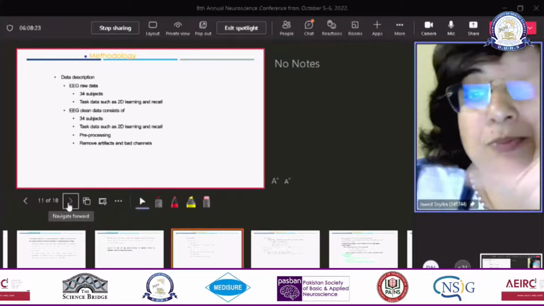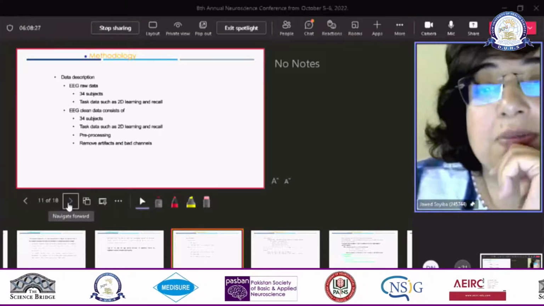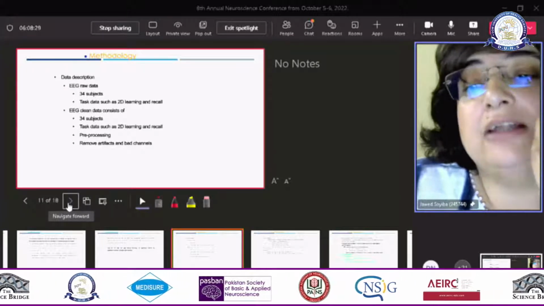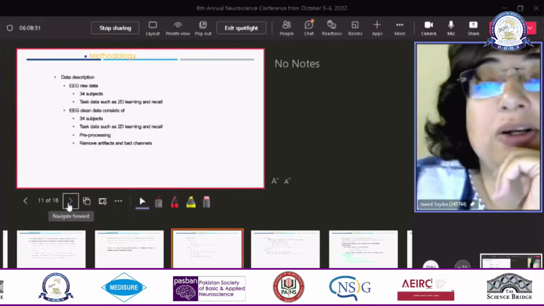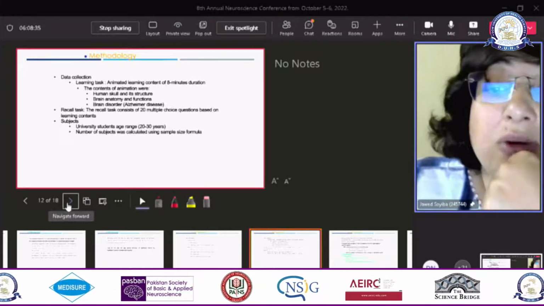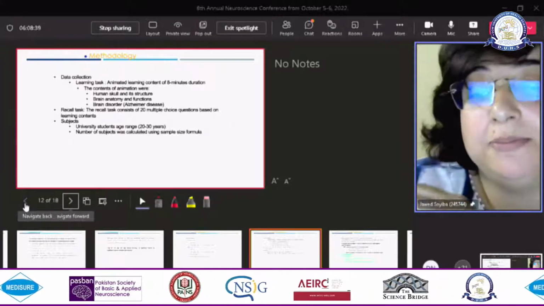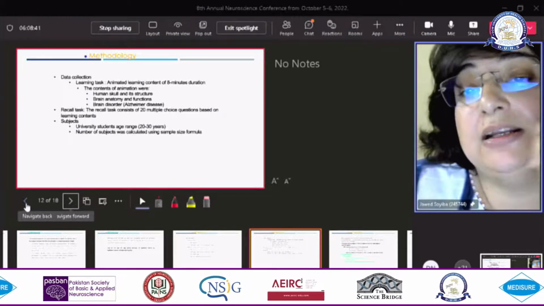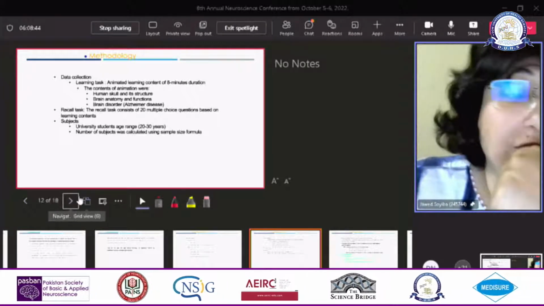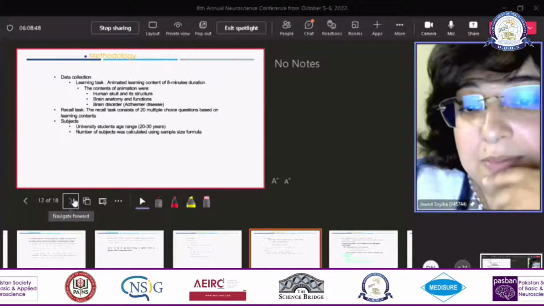Then we clean the data and put it into a machine learning pipeline. We extract the features and classify the student as a visual learner or a non-visual learner. At the same time, we take the raw EEG data and give it to the deep learning pipeline, and then we classify and tell if someone is a visual learner or a non-visual learner. So this is the block diagram of how we do it.